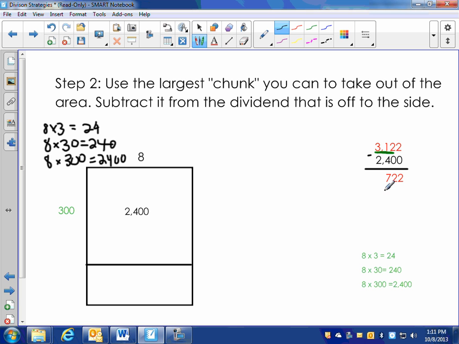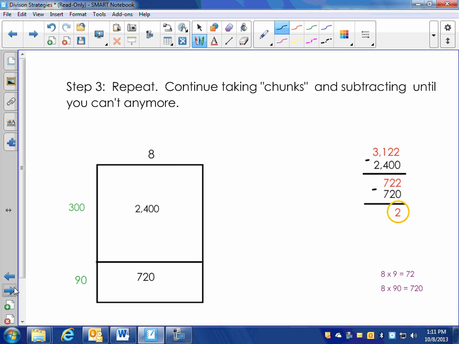So now I'm left with 722. Now I will see how many times 8 goes into 72. Again, I know that 8 doesn't go into 7, so I'm going to skip and go to 72. Now I know that 8 times 9 is 72, so that means that 8 times 90 gives me 720. And I'm going to subtract that piece out, and I'm left with 2. Because 2 is smaller than my divisor, I know that 2 is my remainder.